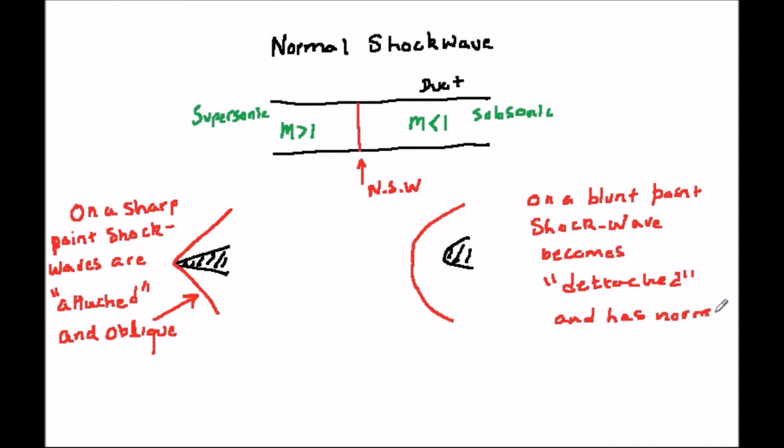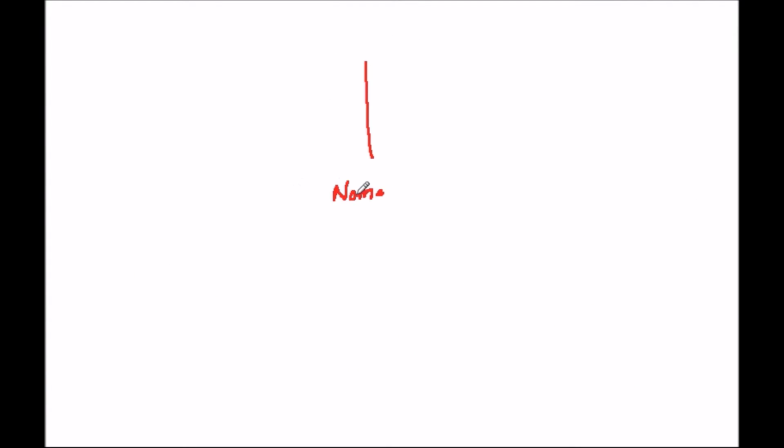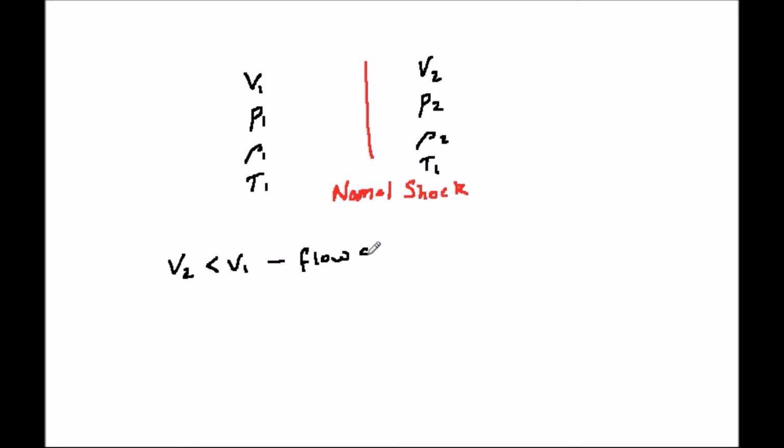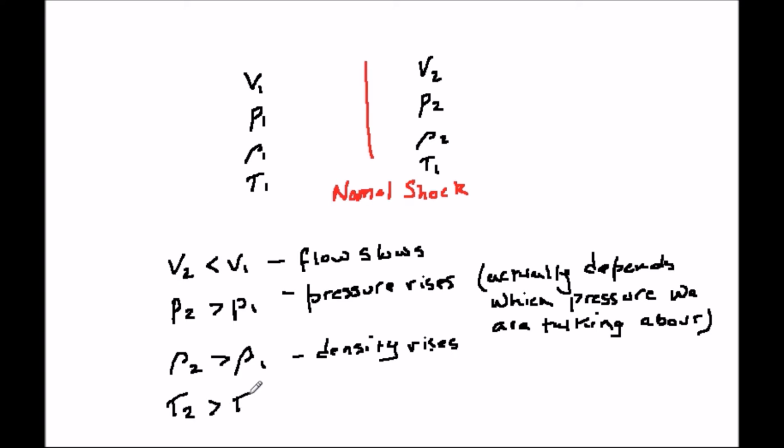The flow behind a normal shock in these circumstances is always subsonic. The flow parameters change in the following way. The velocity behind the shock wave is less than the velocity in front of it, and the other parameters, including the pressure, the density and the temperature, generally increase behind the shock.